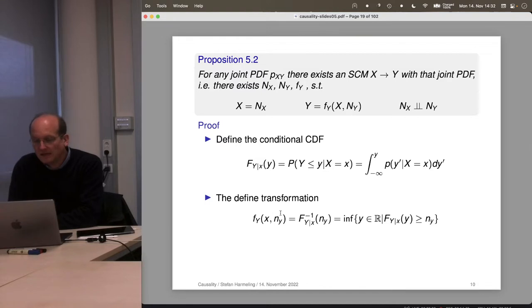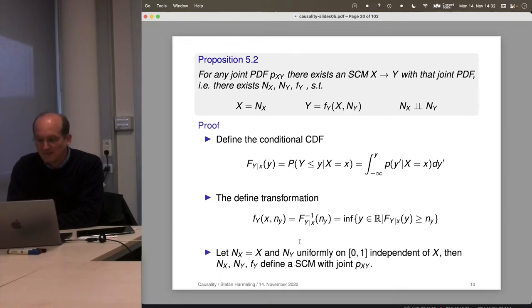So the little x is choosing one particular conditional CDF, and then the n_y is basically from a uniform distribution, and it gets put into the quantile function of the conditional distribution. So it's the same construction as before, just one level more complicated. So far so good? I hope so.